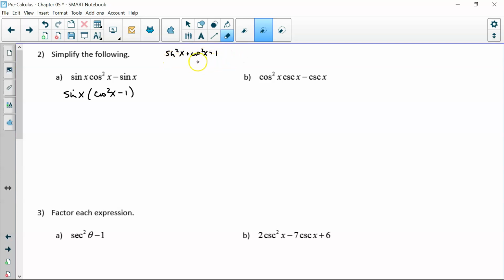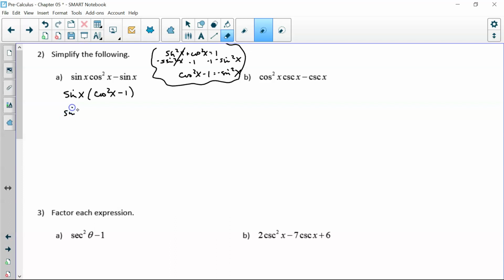Now, actually I'm going to rewrite this a little bit differently. I'm going to get cosine squared x and 1 on the same side. So I'm going to subtract sine squared of x from both sides. I'm also going to subtract 1 from both sides. So what I get is cosine squared x minus 1 equals negative sine squared x. Now, this was a rewritten Pythagorean identity. Instead of writing cosine squared x minus 1, I can put negative sine squared x in its place.